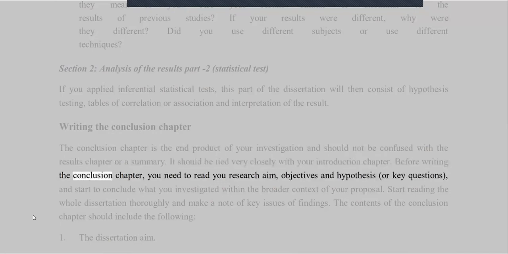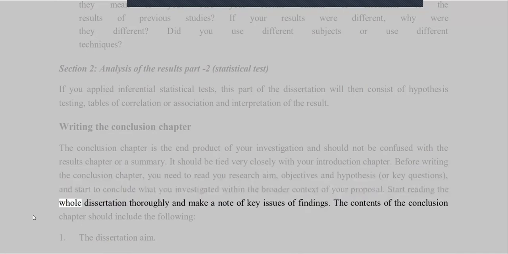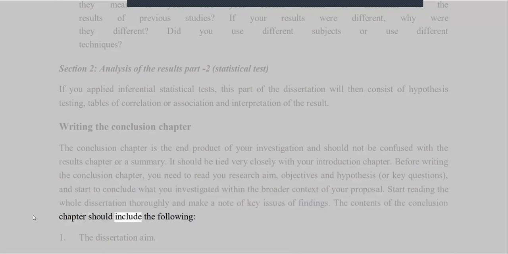Before writing the conclusion chapter, you need to read your research aim, objectives and hypothesis or key questions and start to conclude what you investigated within the broader context of your proposal. Start reading the whole dissertation thoroughly and make a note of key issues of findings. The contents of the conclusion chapter should include the following.